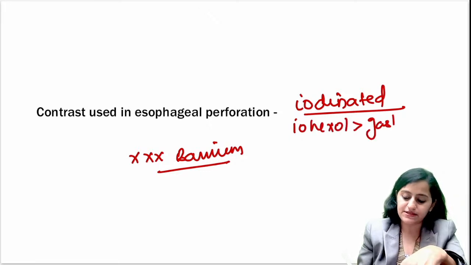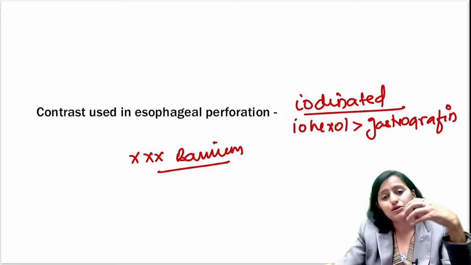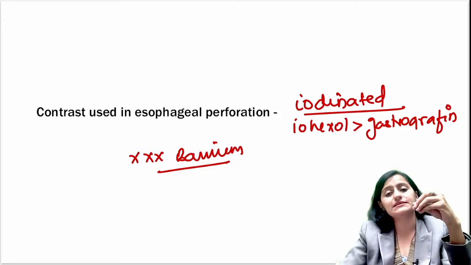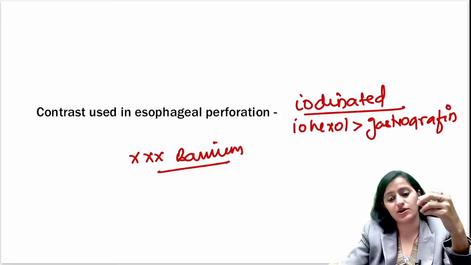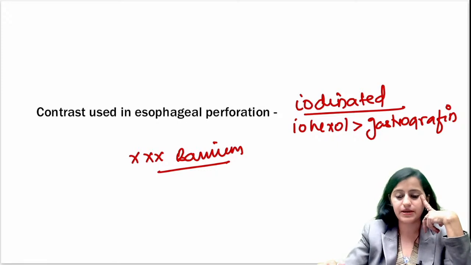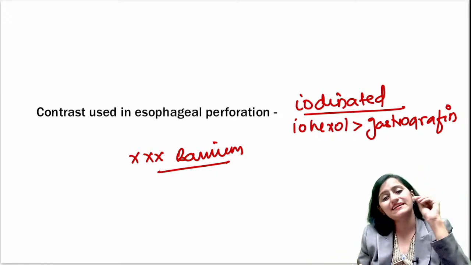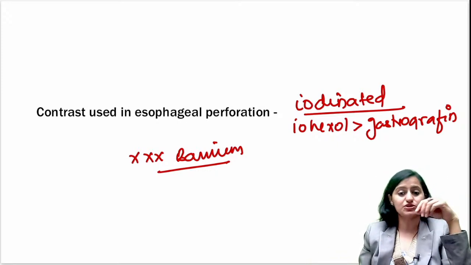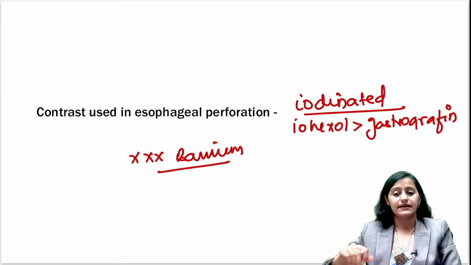If iohexol is not in the option, then you will go with gastrographin, which is again the brand name of iodinated contrast, but iohexol is non-ionic and it is safer. Okay. So iohexol more than gastrographin. If iohexol is not in the options, then you will go with gastrographin.